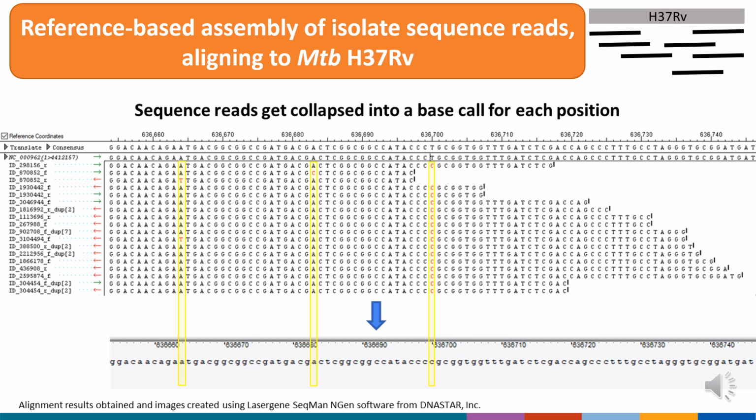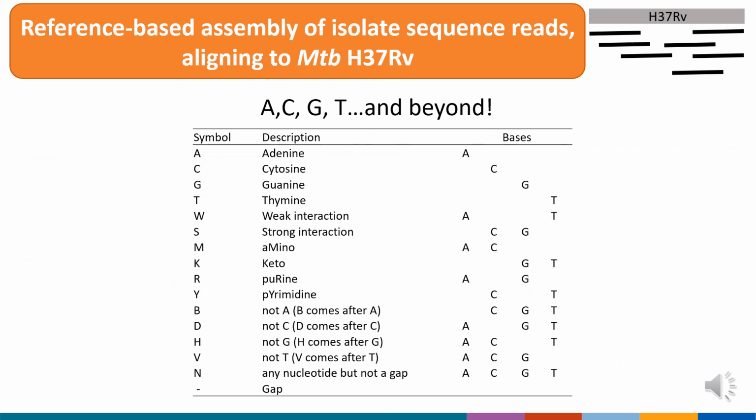The sequence reads then get collapsed into a base call for each position. A few are highlighted here in yellow. We can see that the nucleotide position 636,700, where the reads all had a C but the reference has a T, gets called as a C for this isolate. Other positions might have a few reads that don't match the reference, but they still get called as reference. But there are more base calls that can be made besides just A, C, G, and T.